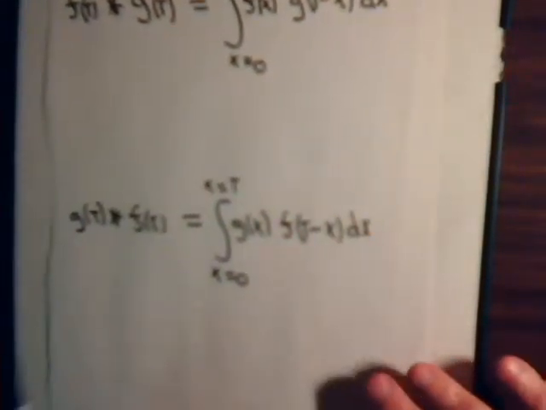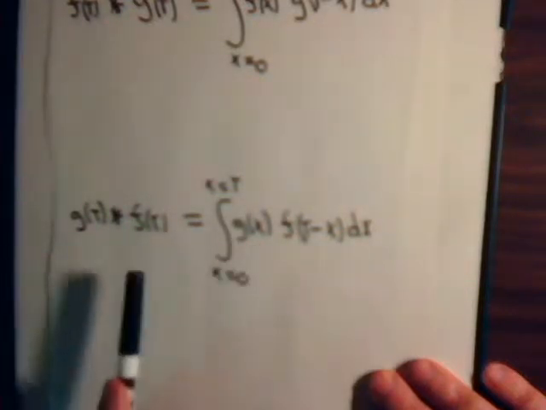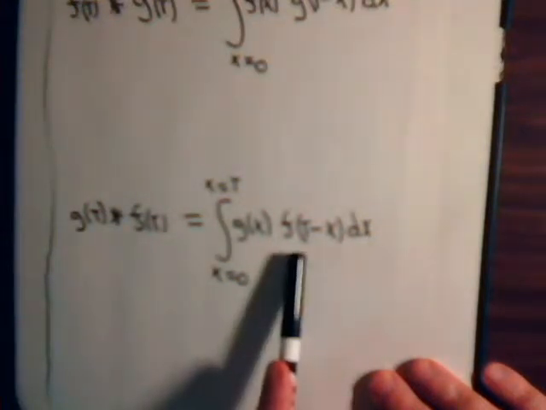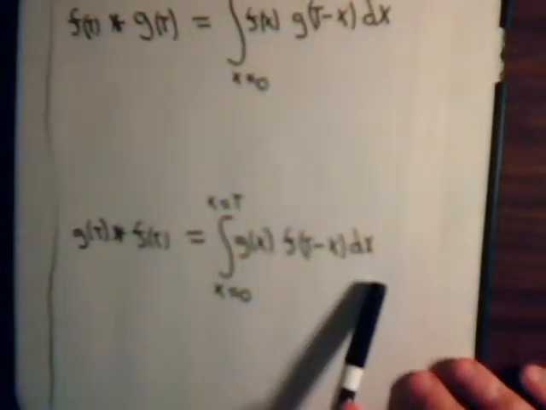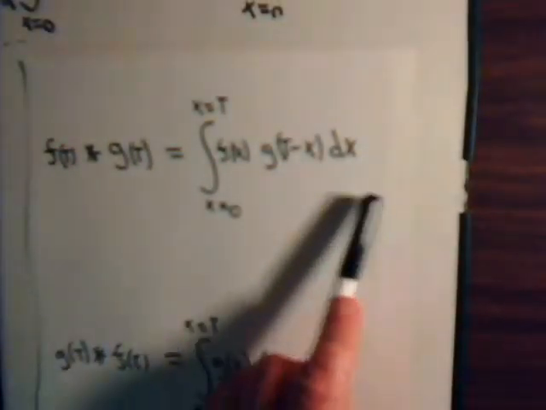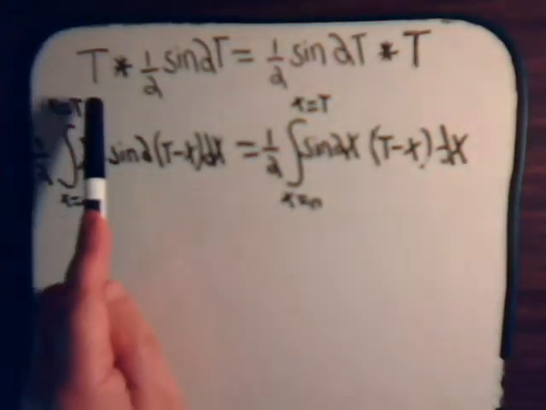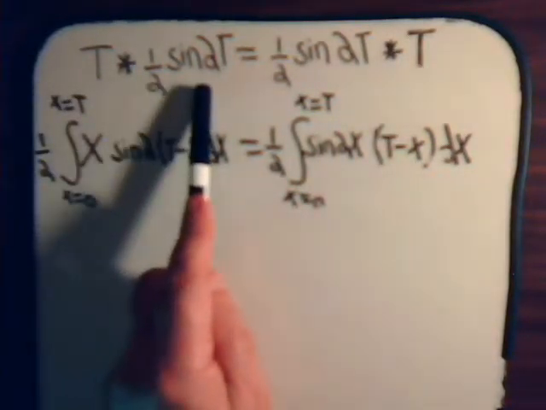Here, g of t inside the integral becomes g of x. Here on the right hand side of the star, not f of t minus x dx, and the same limits in each case. So this integral expression is equal to this integral expression. And we haven't proven that actually, but we did demonstrate it with our specific example here, where we're taking the convolution of a function just t, 1/2 the sine of 2t.